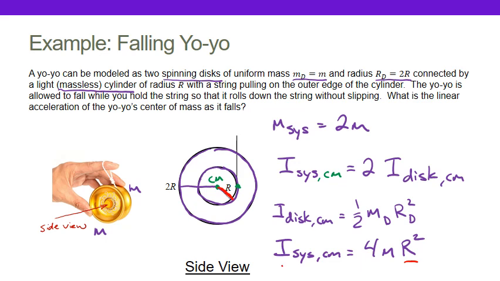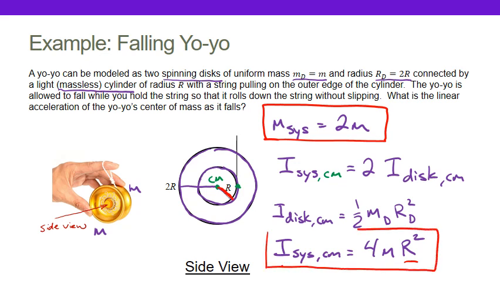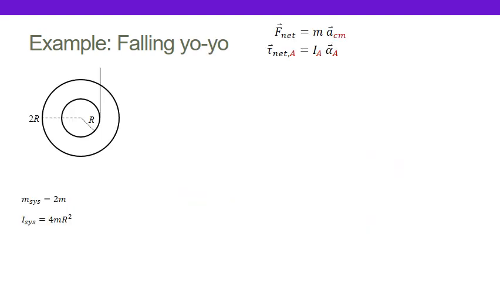So we have the mass of our system as 2m, and we have the moment of inertia of our system as 4mr squared. And now that we've worked out these scalar quantities, we're ready to apply them in our dynamics equations. We're going to start with the one we're most familiar with. That's Newton's second law for linear motion.